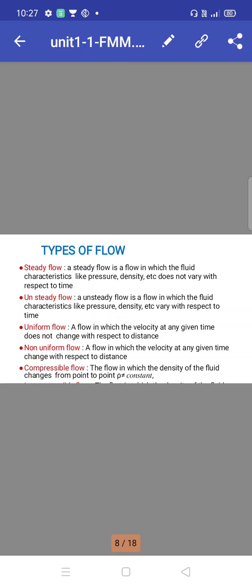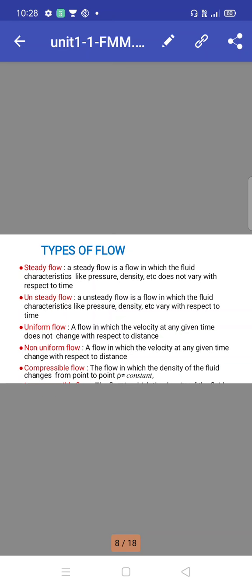Then types of flow. What are the different kinds of flows utilized in fluid mechanics? Steady flow is the flow in which fluid characteristics like pressure and density do not vary with respect to time. In any time frame, the pressure as well as density and viscosity never change. They should be constant. So that is steady flow.